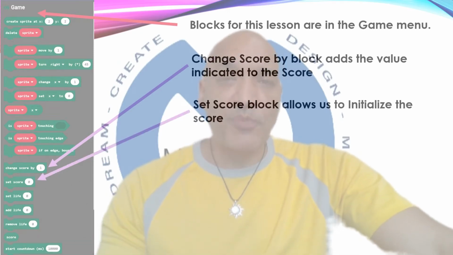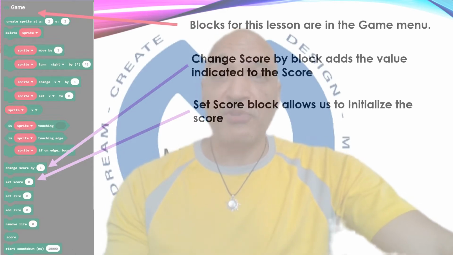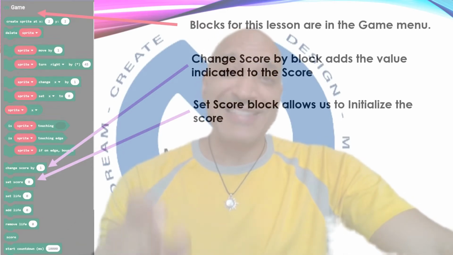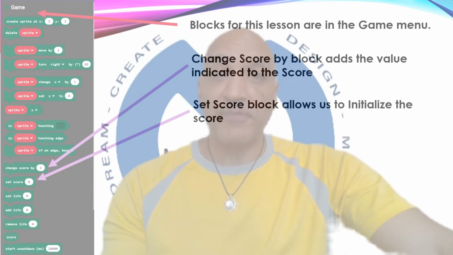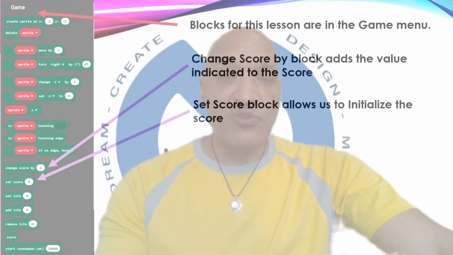Set score block allows us to set an initial score. Maybe we need to start at 0, maybe we want to start at 20, or maybe we want to jump the score in a certain way. Using the set score block will allow us to do that. And one important difference between change score and set score: change score triggers an animation where set score does not.